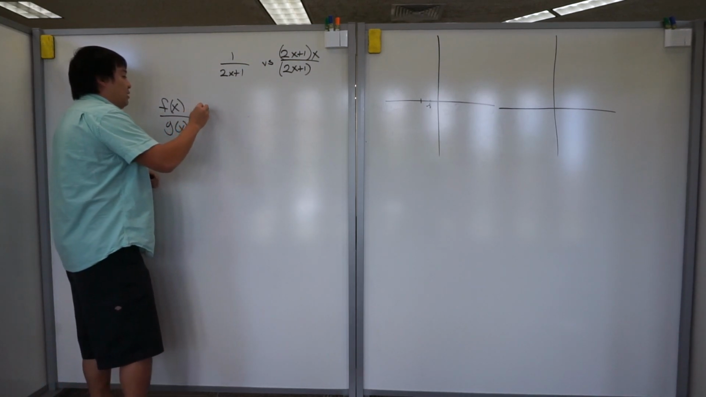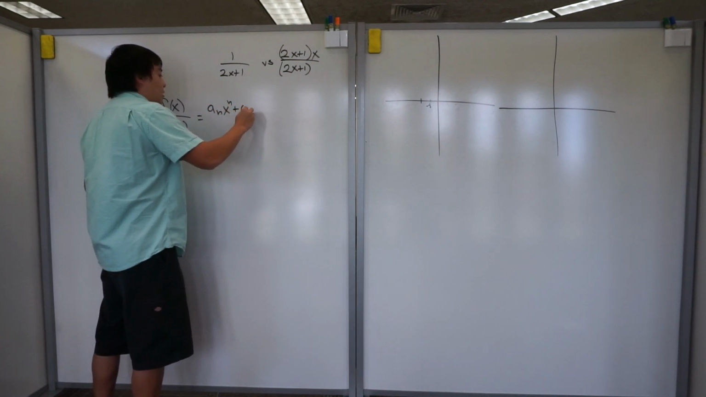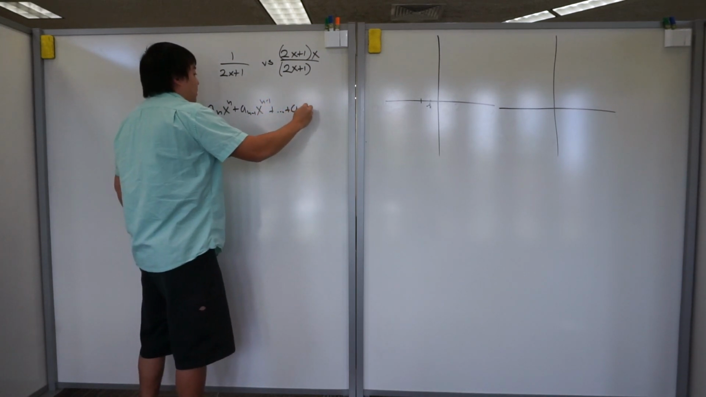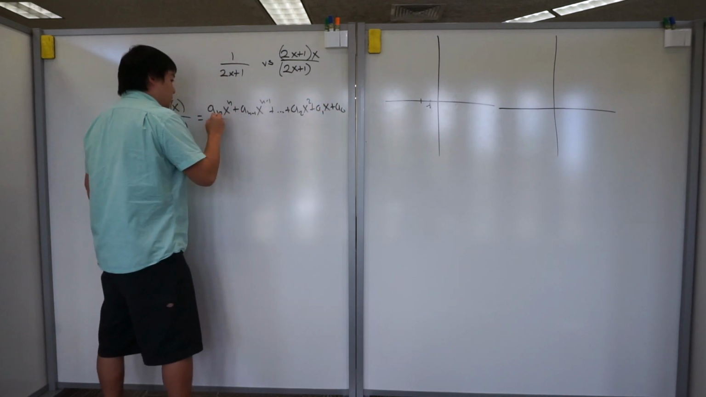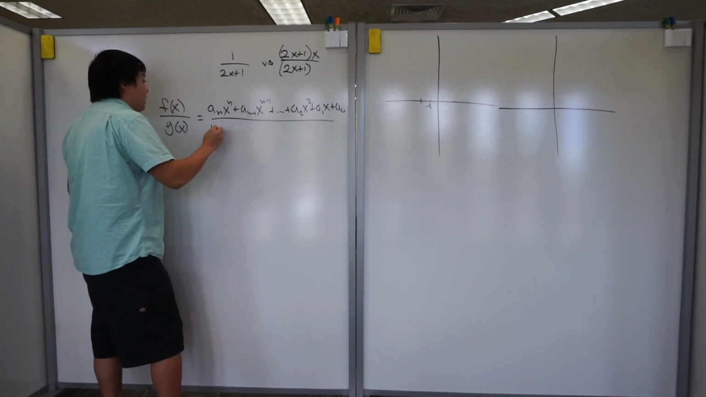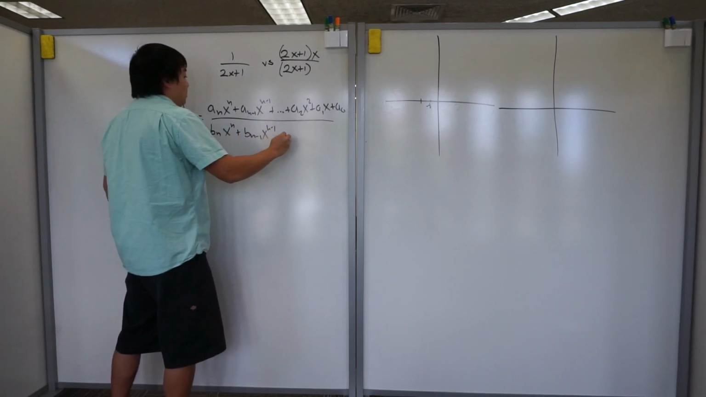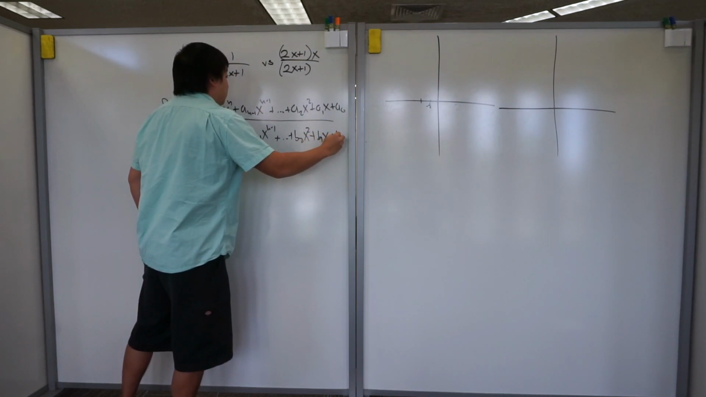If you want, it looks like a_n x to the n plus a_(n-1) x to the n minus 1 plus a2 x squared plus a1 x plus a0, divided by b_n x to the n plus b_(n-1) x to the n minus 1, plus b2 x squared plus b1 x plus b0.